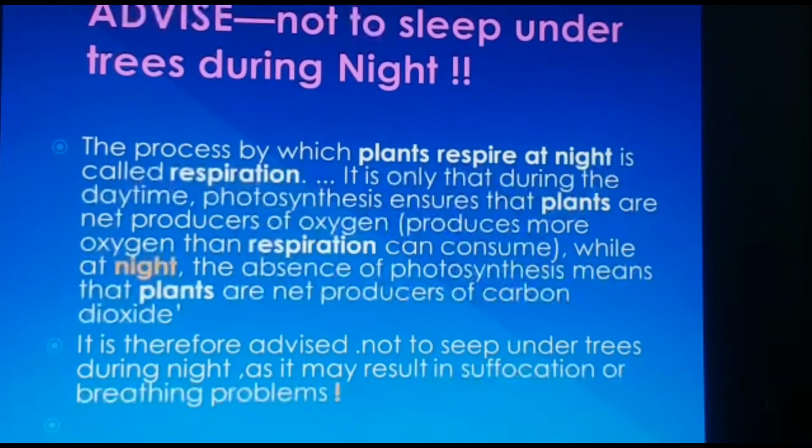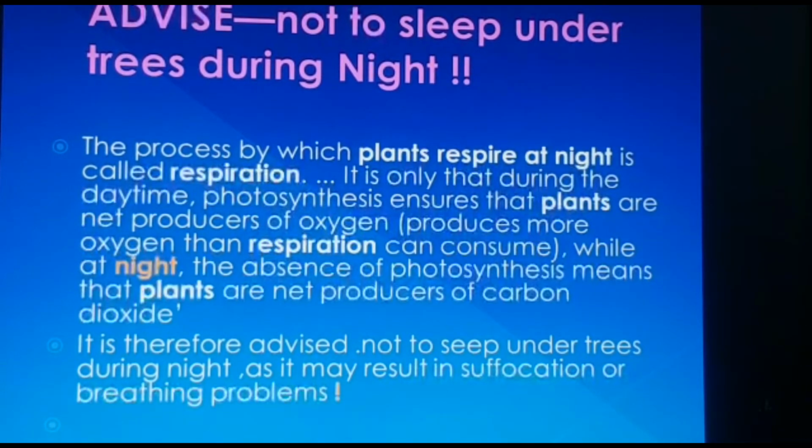There comes advice. One of the students asked me some three or four days back, a question came on my WhatsApp group: Madam, why is it not advisable to sleep under the trees during night? It's simple. Plants respire at night, and during the daytime photosynthesis ensures that plants are the net producers of oxygen. At night, in the absence of photosynthesis, they are the net producers of carbon dioxide. Therefore, it is not advised to sleep under trees.